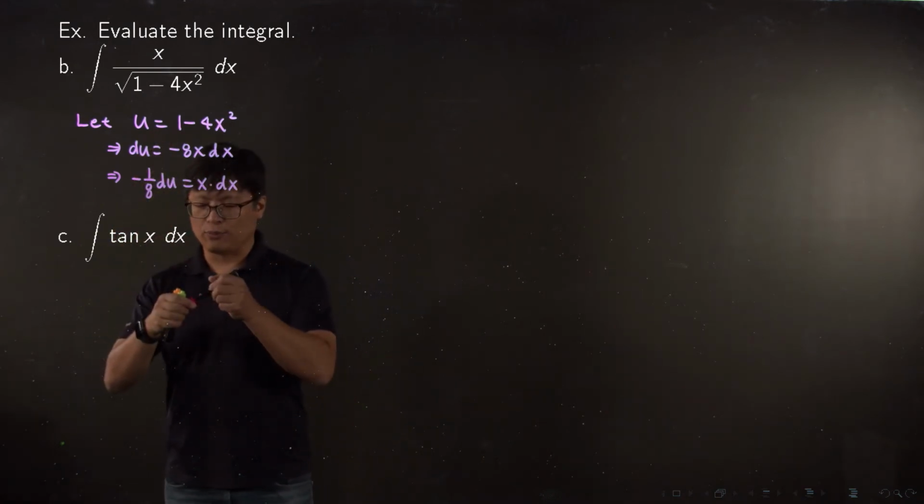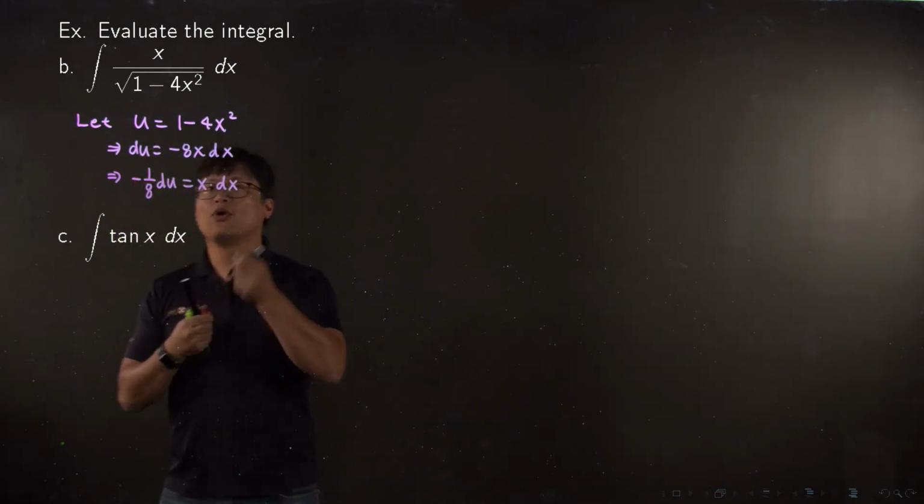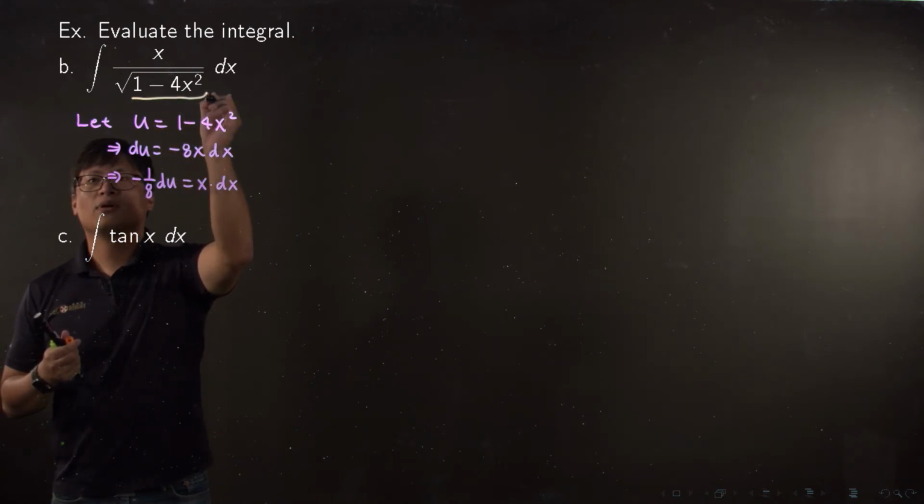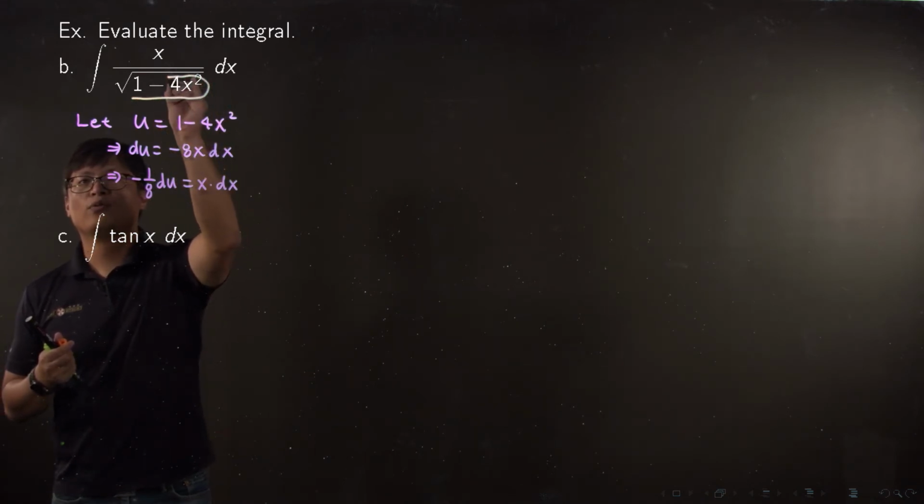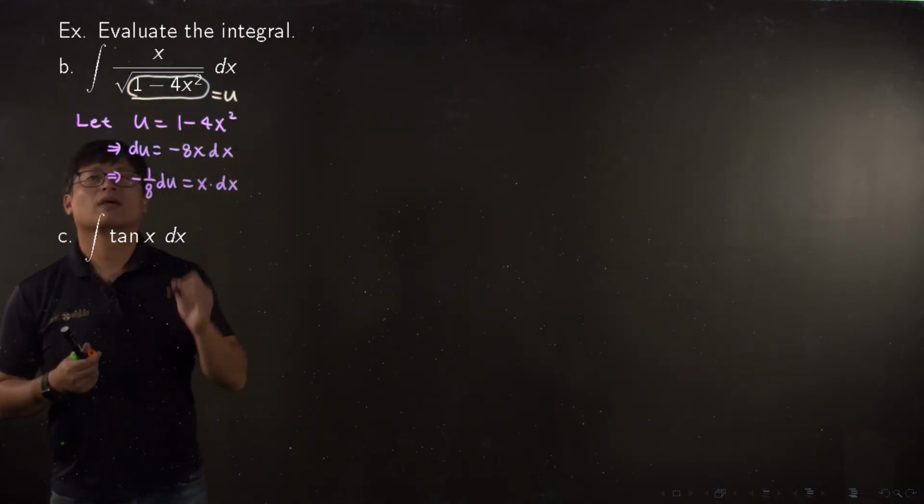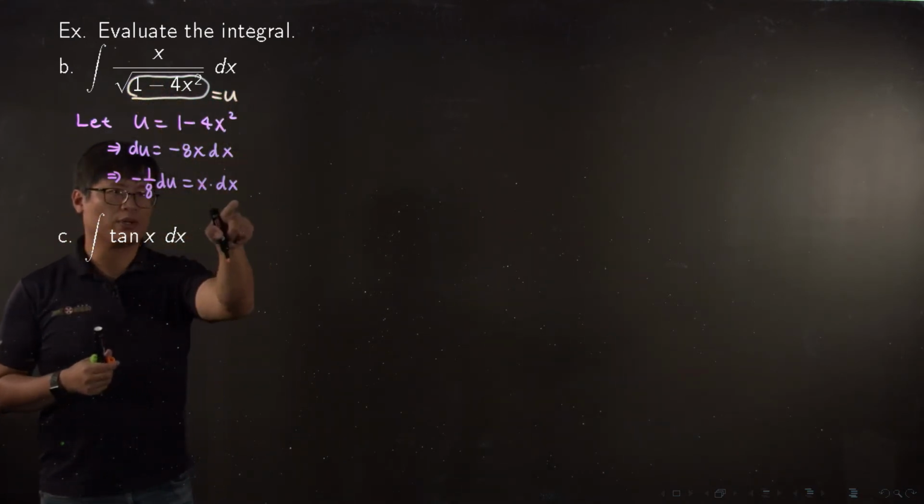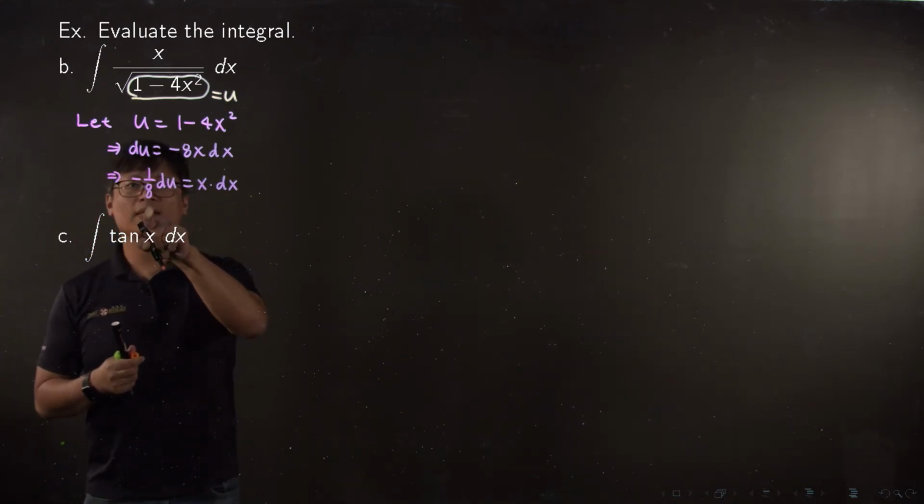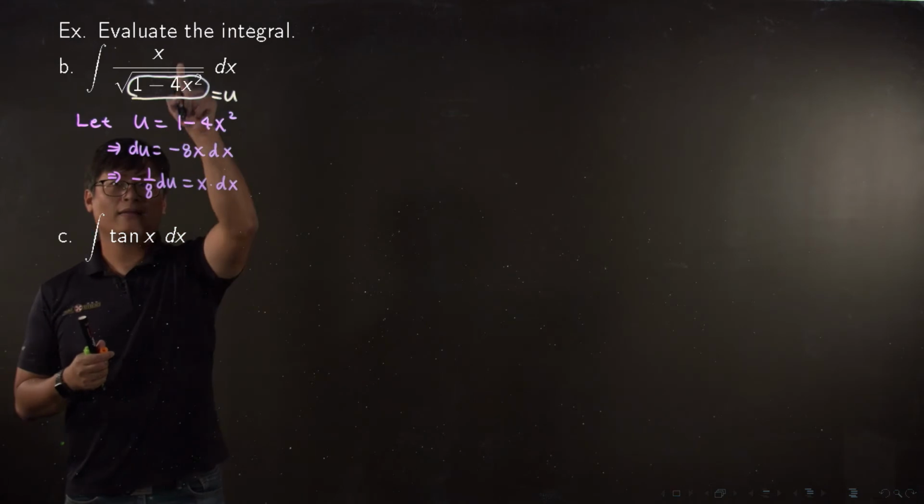So let's come back to the problem. First of all, 1 minus 4x squared. This part we define with new variable u, right? It is u. The second one, the very last one, x times dx can be replaced by negative 1 over 8 du, right? Can you find it? There we go.